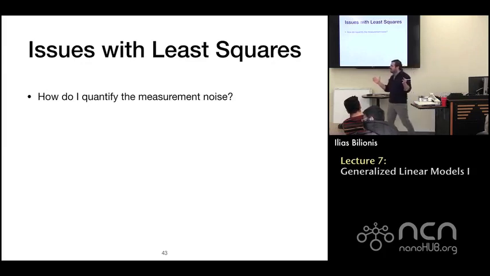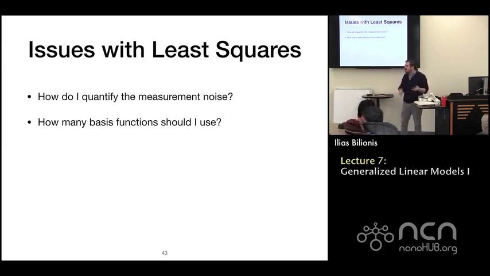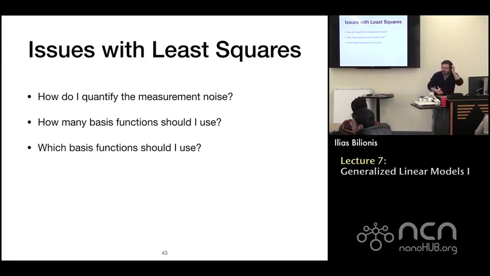All right. Issues with least squares. First of all, it cannot quantify the measurement noise, so at no point did we quantify the measurement noise. It doesn't give us a way to pick how many basis functions to use. If we pick too few, we underfit. If we pick too many, we overfit. There's a magic number. How do we find it? But we also saw that different choices of basis functions give us different results, and we would like to have a way to select the optimal set of basis functions. Least squares doesn't give us that.